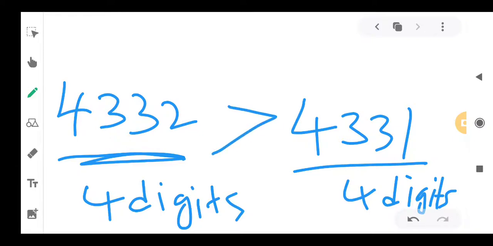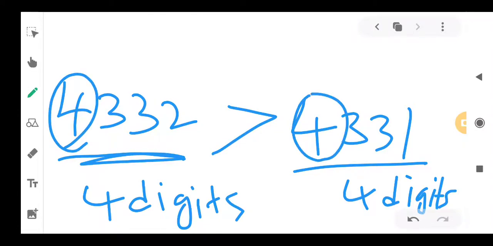Okay, did you understand how to compare numbers? First of all we have to choose the number with more digits, that is the bigger one. If the same number of digits are there, we have to compare the numbers from the left side. So first of all go for the thousands place. If that is the same, go for the next place. If that is also the same, go for another one. If that is also the same, go for the last one. Okay, like this we have to compare.